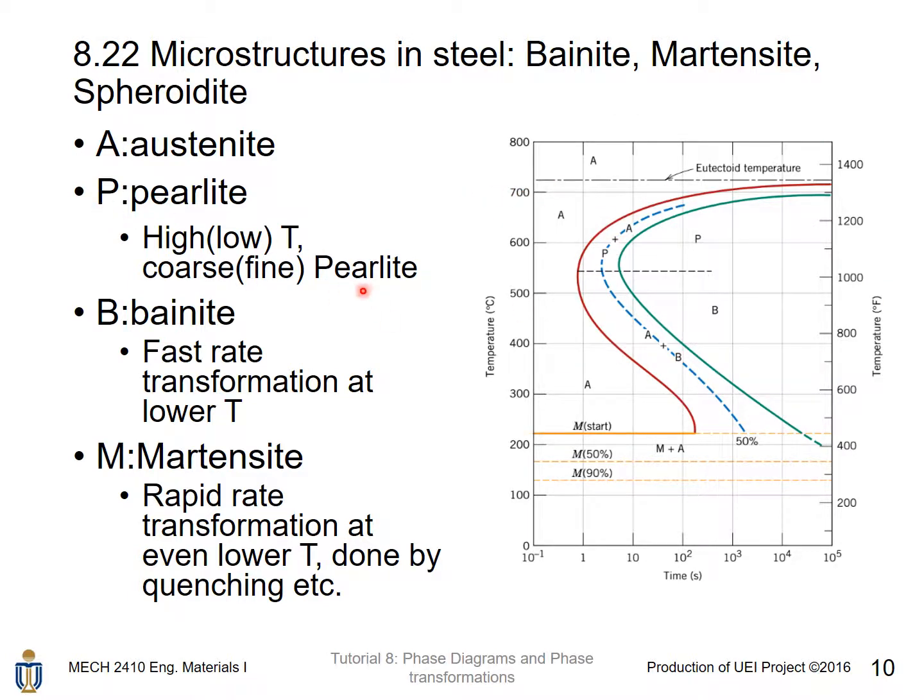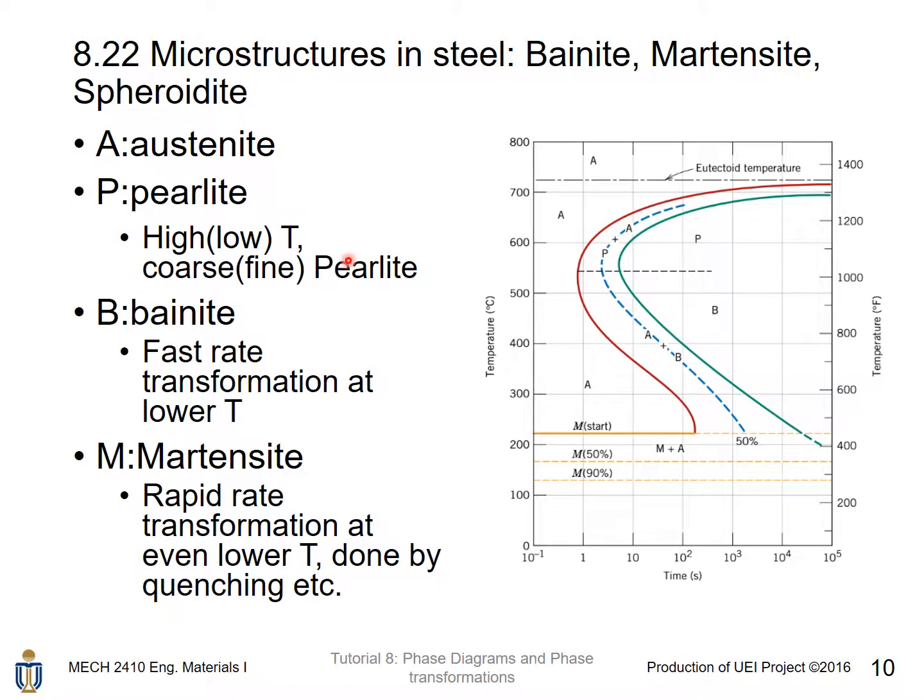For pearlite, there are two types of them. At a higher temperature, they will form coarse pearlite. At a lower temperature, it will form fine pearlite. It is because at a lower temperature, the nucleation rate becomes larger, but the growth speed becomes smaller. That means more and more pearlite grains will form, but they are finer, smaller.